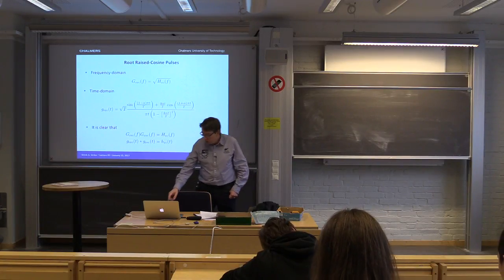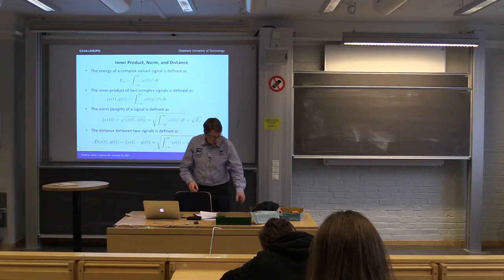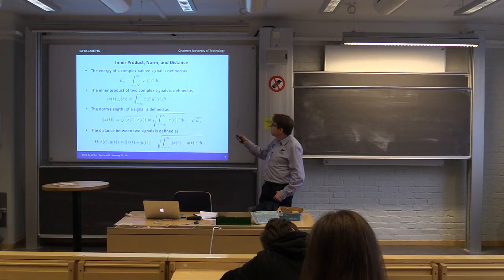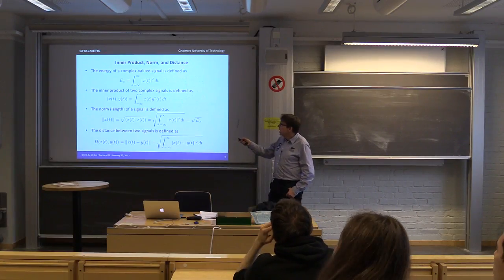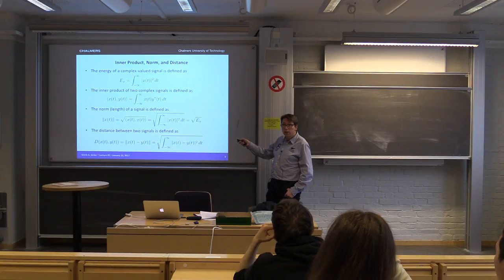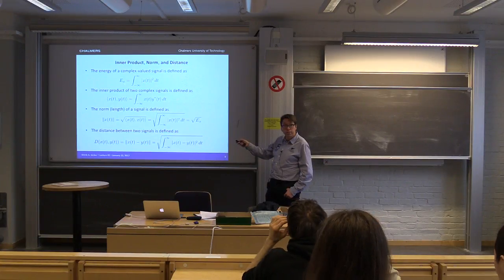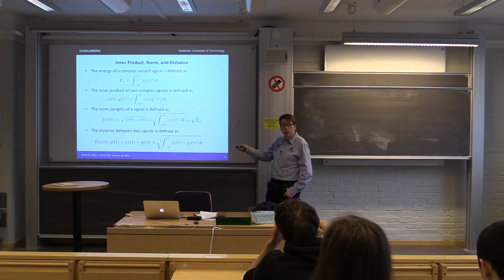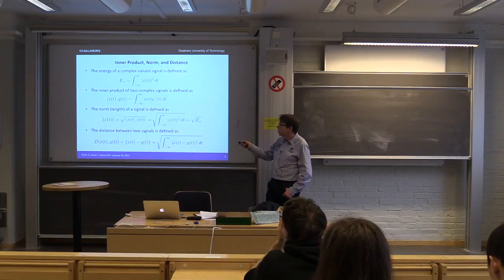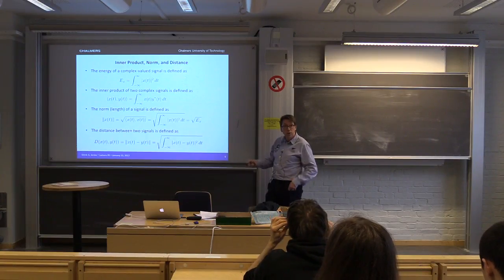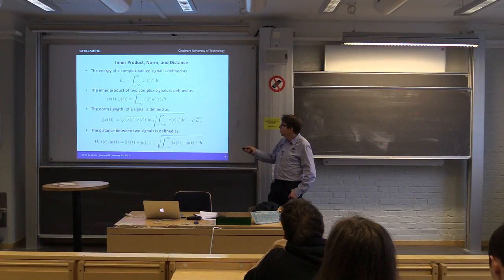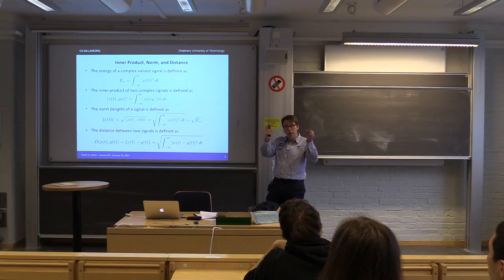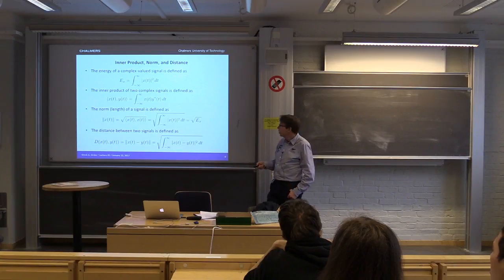But before we start, first a recap of some important definitions: inner product, norms, and distances. If we have a signal x, the magnitude squared integrated over all time gives its energy. The inner product between two signals, x and y, is defined as x times y conjugate, integrated over all times. Then we get a number, and that number we call the inner product. We have these funny looking braces to indicate the inner product.